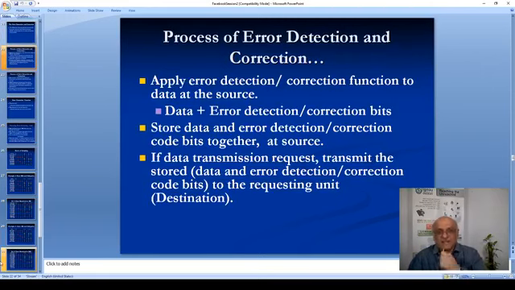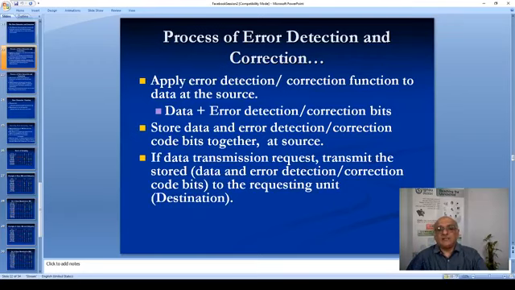Now, the next thing which we want to know is the process of error detection and correction, how it starts. This is the source end, or the source side. What we do is apply an error detection function to data at the source. Then we generate data plus error detection and correction code bits. We combine them as data, and store the data and error detection correction bits together at the source.